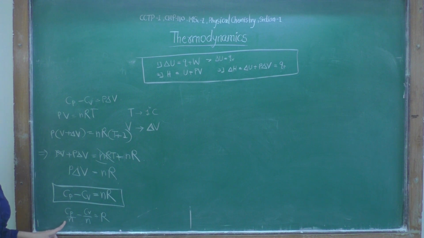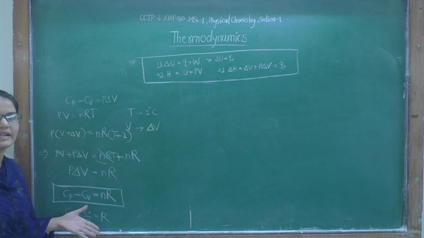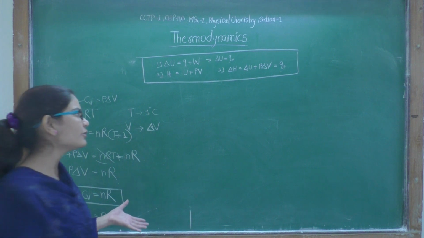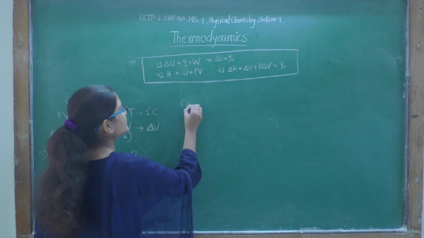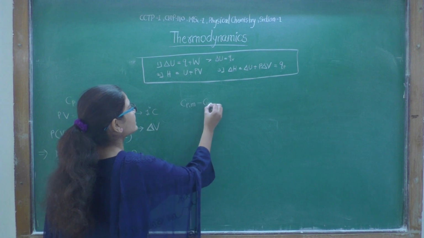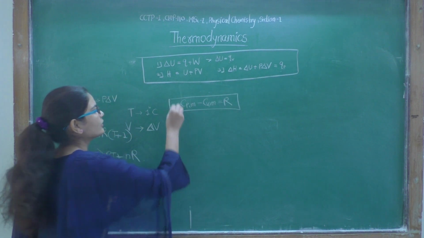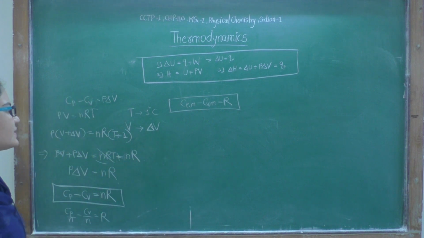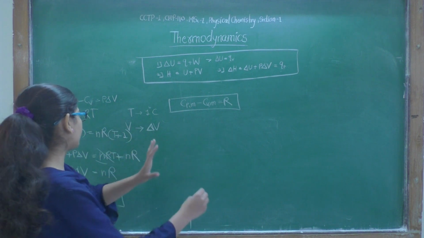Cp by n minus Cv by n is equal to R, right? And what is Cp by n? Heat capacity at constant pressure divided by number of moles will be Cpm, while heat capacity at constant volume divided by number of moles will be Cvm. So Cpm minus Cvm will equal R. Okay, these are important relations. We got Cpm minus Cvm equals R.